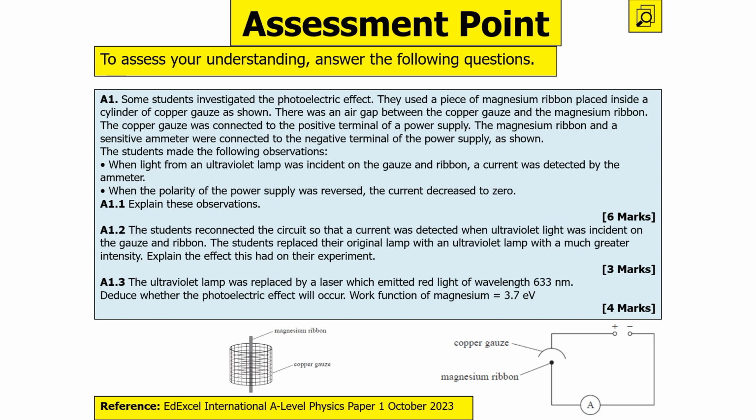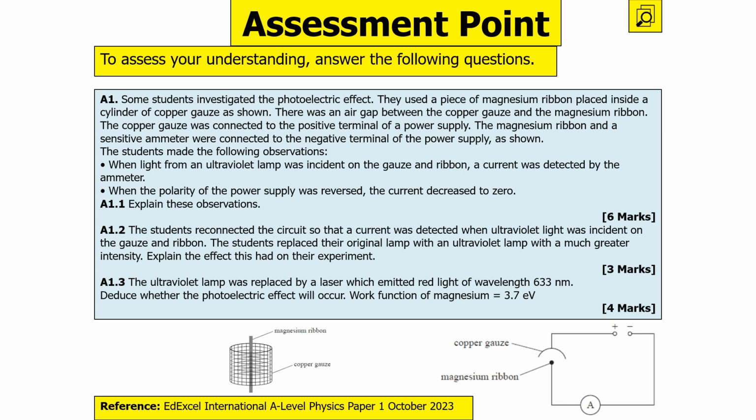The students made the following observations. When the light from an ultraviolet lamp was incident on the gauze and ribbon, a current was detected in the ammeter. When the polarity of the power was reversed, the current decreased to 0. Explain these observations. Then the student reconnected the circuit so that a current was detected when ultraviolet light was incident on the gauze and the ribbon. The students replaced their original light with an ultraviolet lamp with a much greater intensity. Explain the effect this had on the experiment. And then the ultraviolet lamp was replaced by a laser which emitted red light of wavelength 633 nanometers.